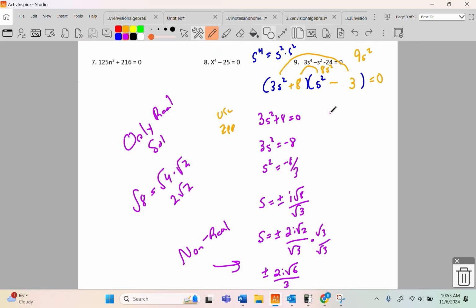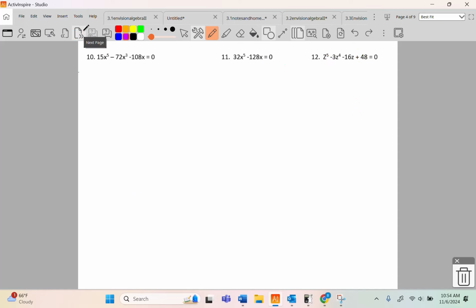So this is the one that matters. S squared minus 3 is 0. I add 3 to both sides. S squared is 3. There's two answers there. So S must be plus or minus a root of 3. Ta-da! Moving forward with our lives.